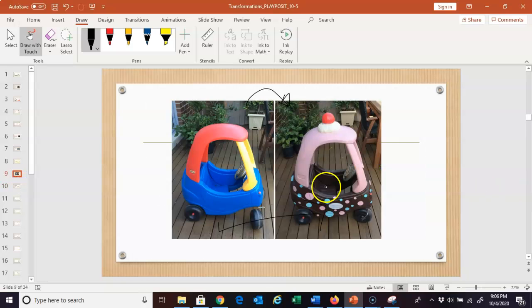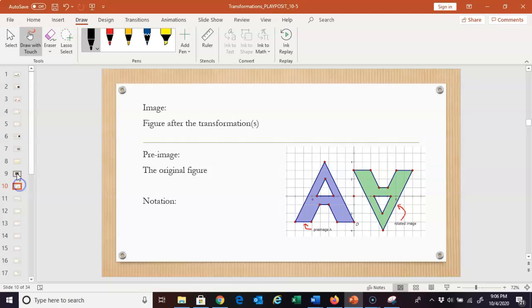I definitely like the second car better. It's very jazzy. I like the cherry on top. It's cute.